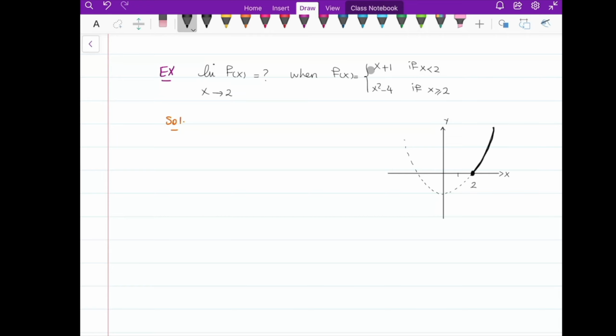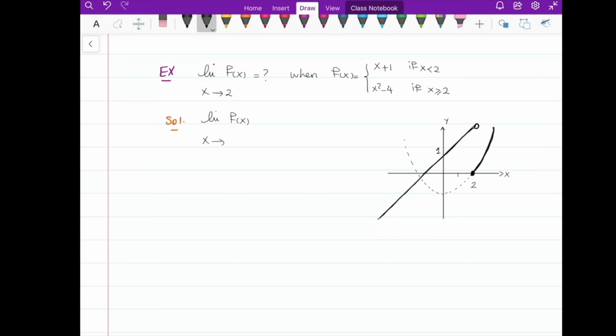And when x is less than 2, we're going to follow this line, which is x plus 1. So let me graph x plus 1. This is 1. And when x is less than 2, which means that we are here, I'm going to follow that line. Let me make it bold. There you go.